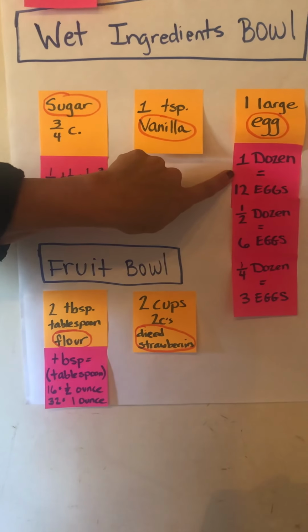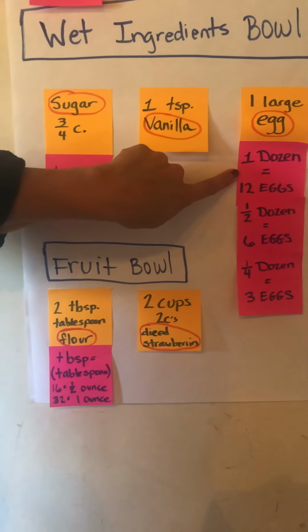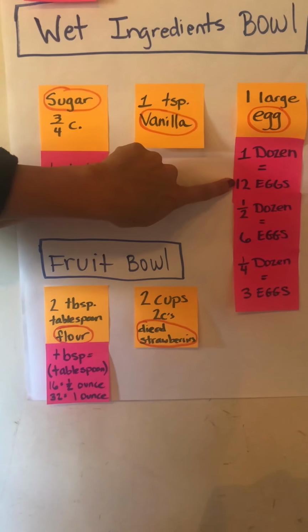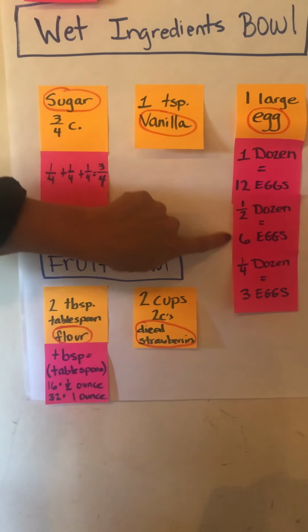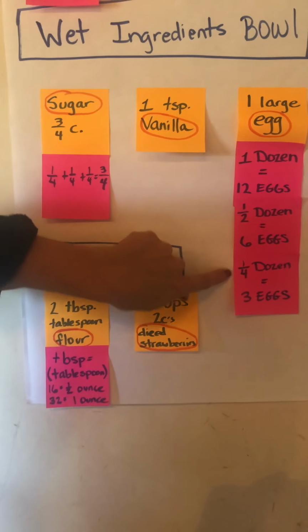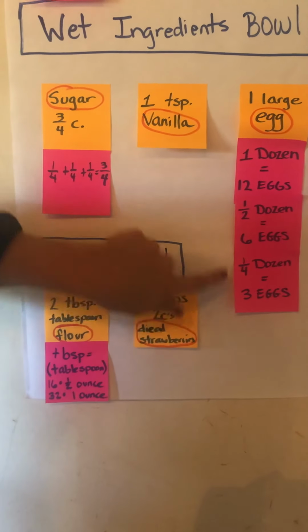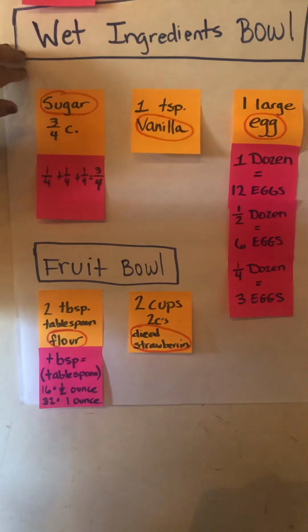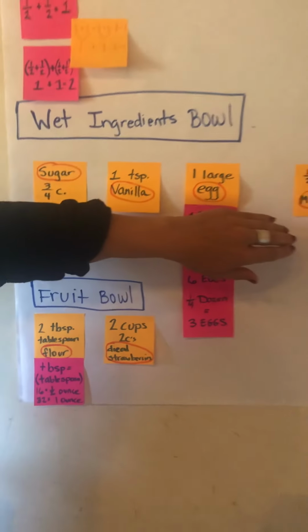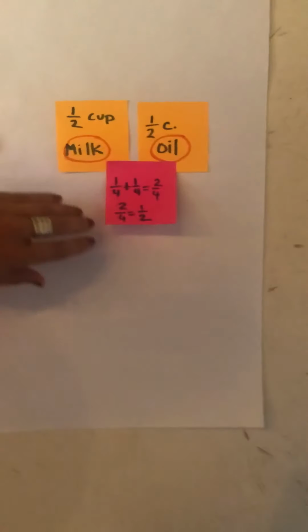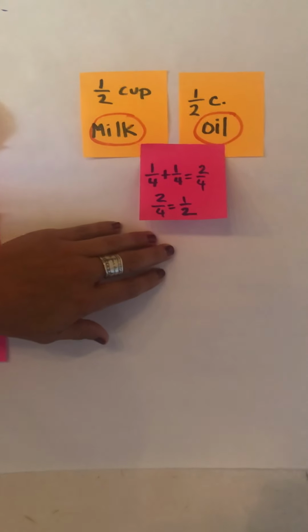But sometimes I notice that kids don't even know what a dozen means, and that means 12 eggs. Half a dozen is 6 eggs. 1/4 of a dozen is 3 eggs. We'll be looking at that when we're doing the wet ingredient bowl. And then there is 1/2 cup of milk and 1/2 cup of oil.